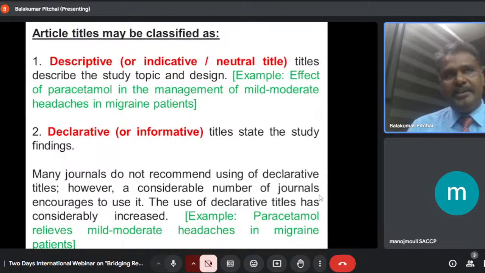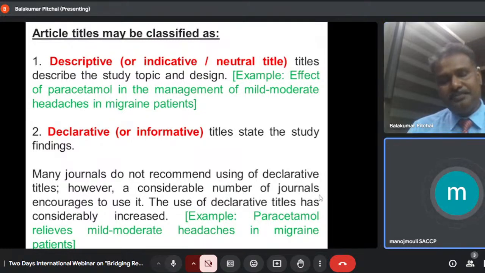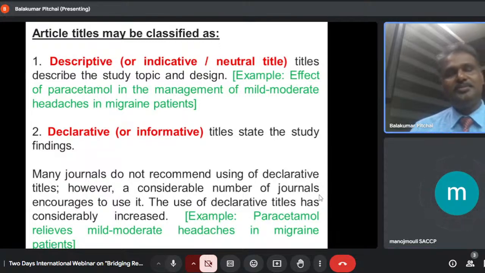So directly entering into the content of this presentation, the research paper starts with the title. All scientific papers start with the title. The title may be of three types. One is descriptive, also known as indicative or neutral title. The second one is declarative or informative title. The third one is interrogative title.